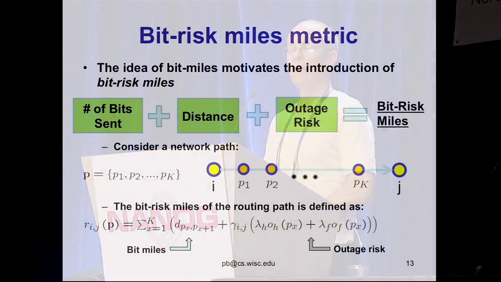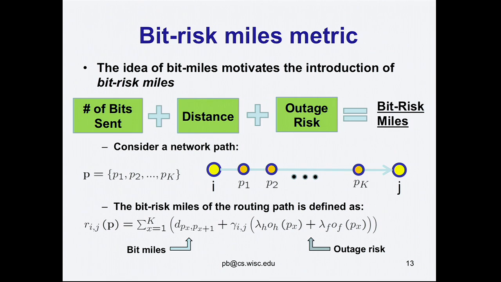So to answer this question, we developed the notion of bit risk miles, a metric that we call bit risk miles. And the idea behind bit risk miles is to consider several different components in the form of a single metric that enables us to make these kinds of assessments versus standard shortest path routing.